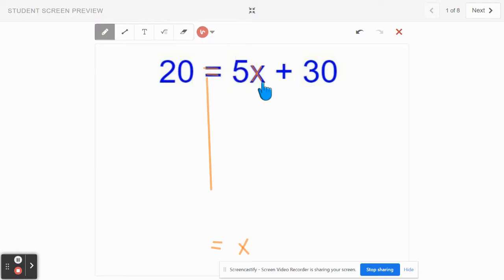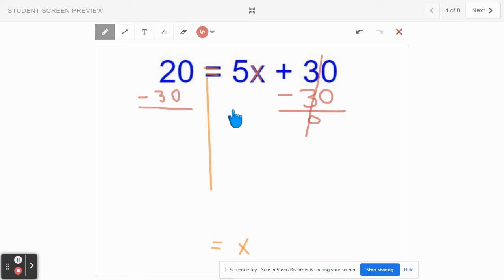I always say this is like who I'm dancing with. X is dancing with 5. You don't mess with the dance partner. You kick out this 30 on the dance floor. You kick this 30 out, all right? How do you kick it out? You subtract 30. That cancels out, okay? You subtract 30 over to this side.